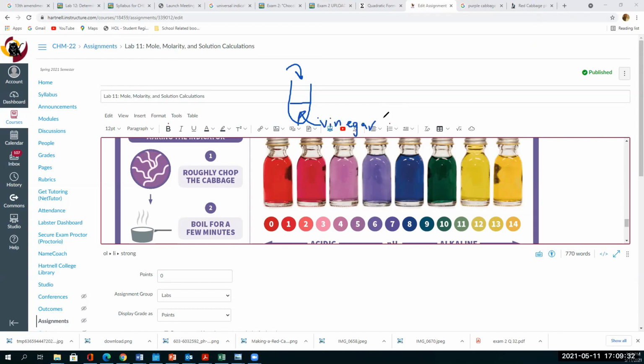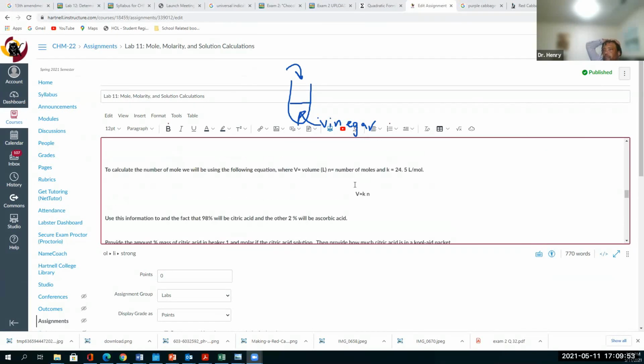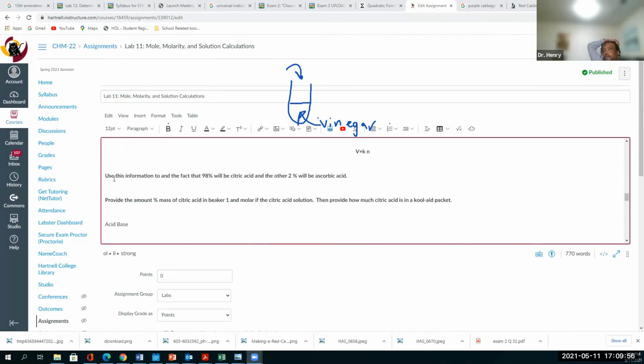Sort of. For the percent composition, I'd have to find the molar mass of the citric acid and the ascorbic acid. Right now you have a combination of both. It did give you a hint. Let me scroll down. It says 98% of it is citric acid, 2% of it is other. So if you calculated your number of moles, then 98% of it is going to be citric acid. Oh, okay.